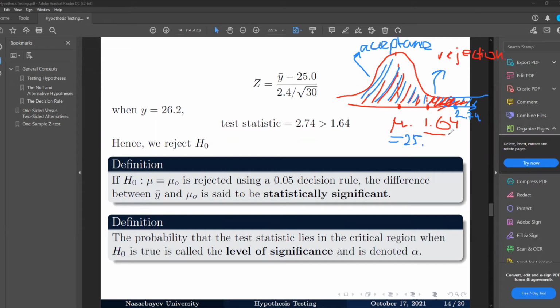Okay, and 1.64 is our critical value. And 2.74 that we calculated using Y bar is our test statistic.